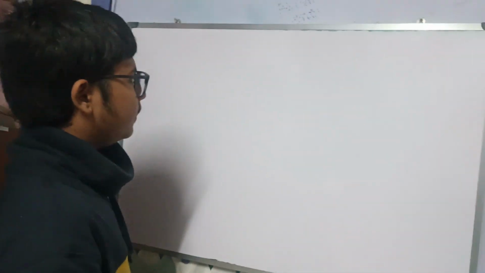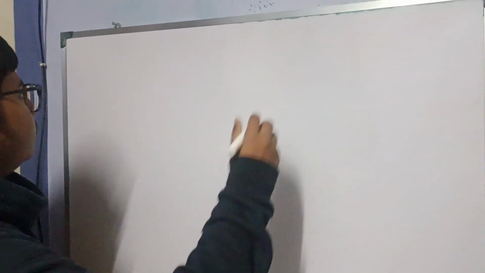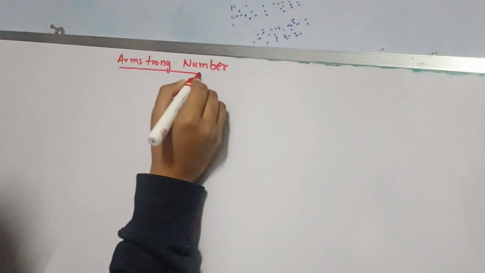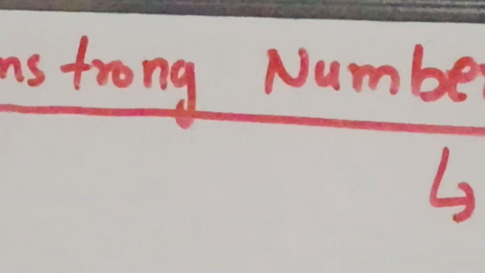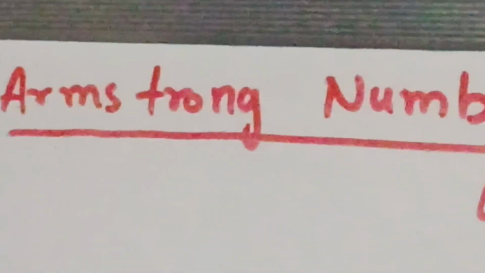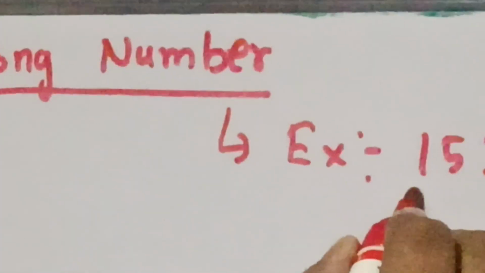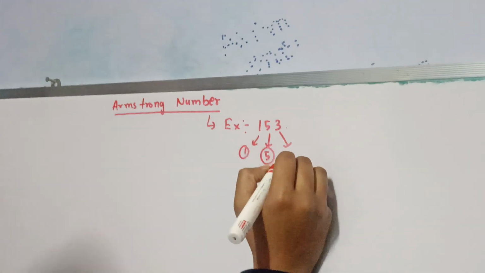Okay, so today we will do another interesting Java program, a number related Java program, which is Armstrong number. So let's take an example of an Armstrong number. Example: 153. Look at this number very carefully and extract the digits from it. The digits are 1, 5 and 3.